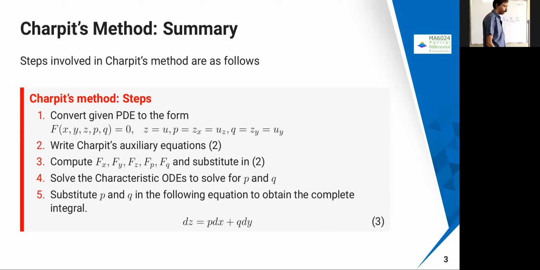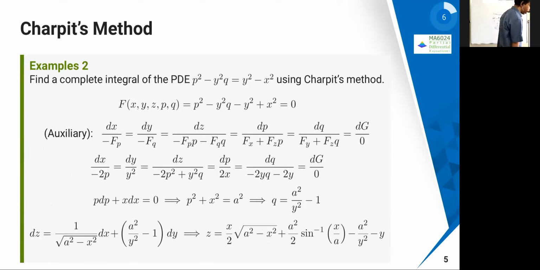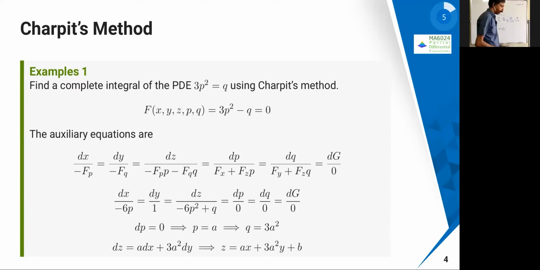Now, along similar lines, we have something called Jacobi's method, where we are going to deal with more than one variable. These are all examples we have also seen. So, 3p square minus q, and then we found this equation. For example, minus 6p dy by 1, etc. From this we found that p equal to a. If p equal to a, substituting in the original equation you get q equal to 3a square. Then once you integrate, you will get the p dx and q dy values, and you got the answer for that.